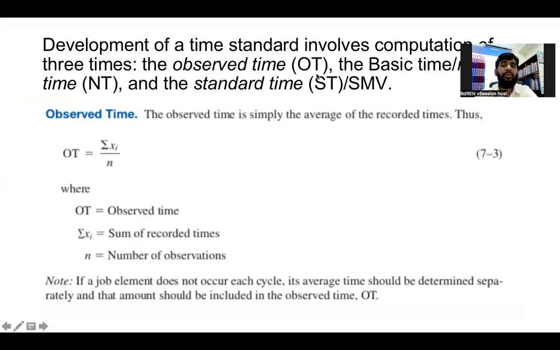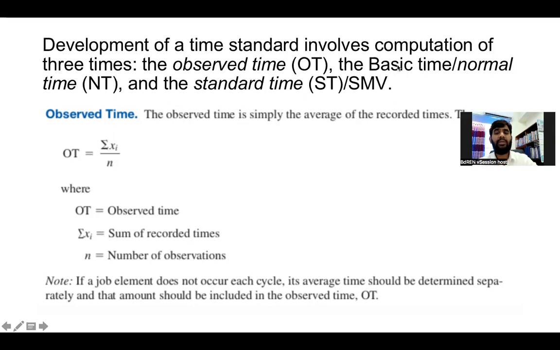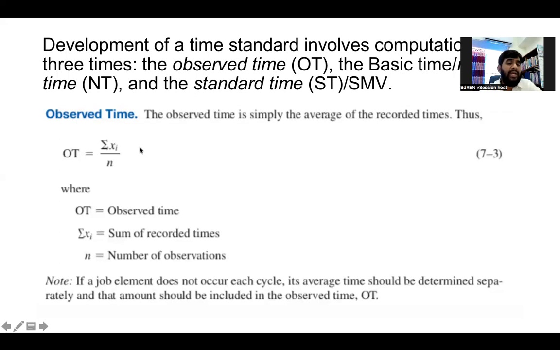Now, we will calculate the development of a standard time that involves computation of three times: observed time, basic time, which is also known as NT, normal time, and the standard time. So we are still far from the standard time. We just know the value of n, isn't it? As you know the value of n, what are we going to do? 50 times.